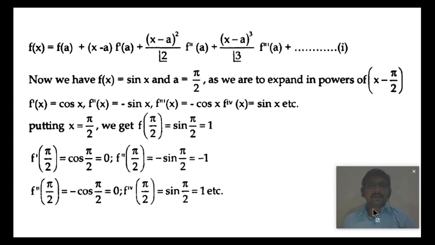The Taylor's form is f of x is f of a plus x minus a f dash of a plus x minus a whole square by 2 factorial f double dash of a plus x minus a whole cube by 3 factorial f triple dash of a plus and so on. Now we have f of x is sin x and the point a is pi by 2. As we are to expand in powers of x minus pi by 2, we have to compute the derivatives for f of x. f dash of x is sin x derivative cos x.